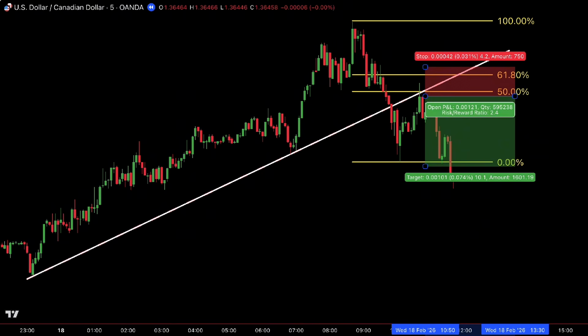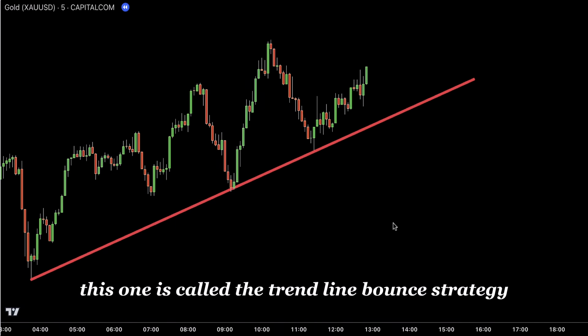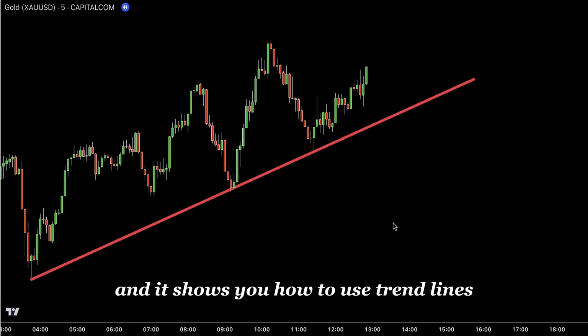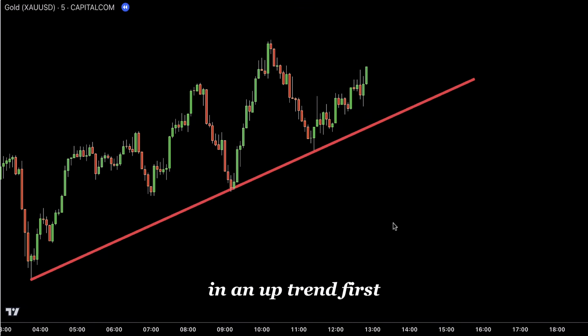So far, you've learned how to trade trend reversals using trend lines. Now let's move to the first trend following strategy. This one is called the Trendline bounce strategy, and it shows you how to use trend lines to trade with the trend instead of against it. Let's go through an example in an uptrend.